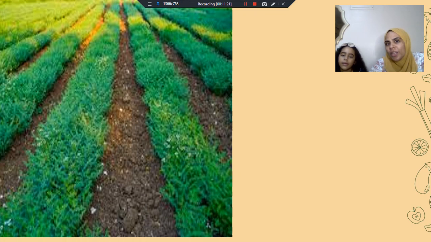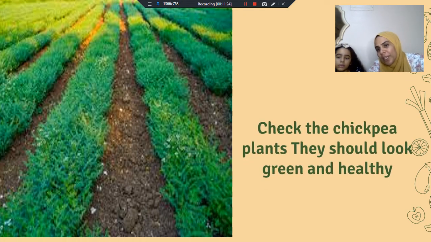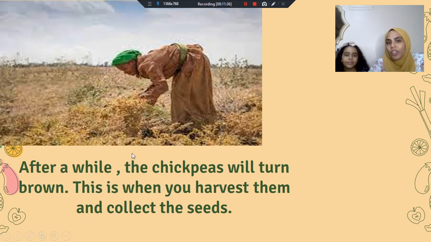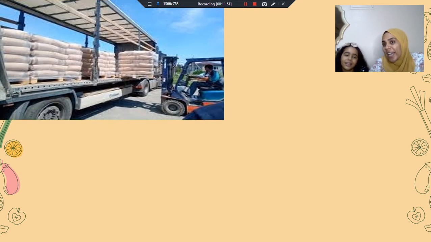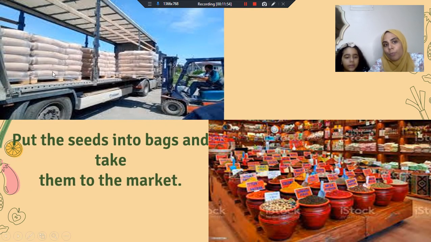Look at them here. You check the chickpea plants. They should look green and healthy. Look at this picture. Is this chickpea or is this grass? Right. This is chickpeas when they come green. After a while, the chickpeas will turn what? Brown. This is when you harvest them and collect the seeds. Harvest them means to cut them and collect them together. Right, excellent. After that, what do you do? We put the seeds into bags and take them to the market to sell them and make money. Right, so this is the first step.